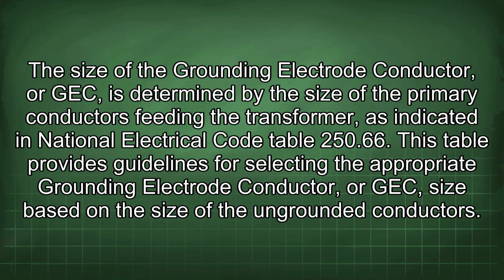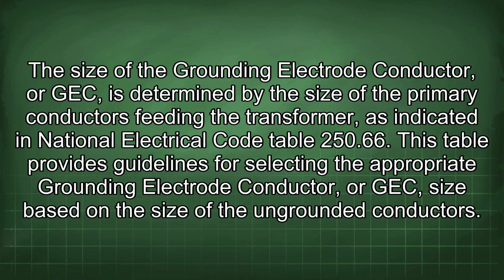The size of the grounding electrode conductor, or GEC, is determined by the size of the primary conductors feeding the transformer, as indicated in National Electrical Code Table 250.66. This table provides guidelines for selecting the appropriate grounding electrode conductor, or GEC, size based on the size of the ungrounded conductors.